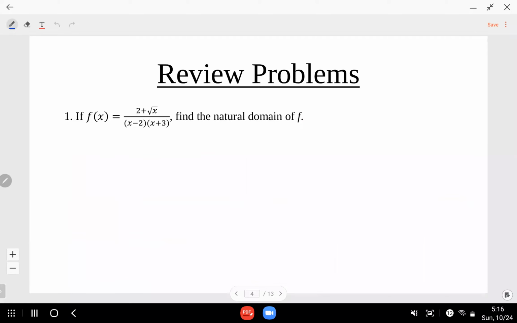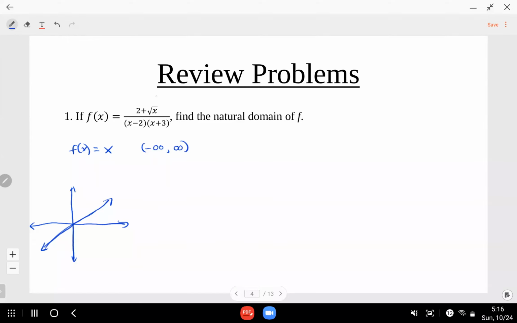Okay, so let's review some things here. So to find the natural domain of F. So who knows how to find the natural domain of this? Okay, naturally, if you had a function f(x) equals x, then that is called an all real function. The domain of this would be all real numbers, which is negative infinity to infinity.